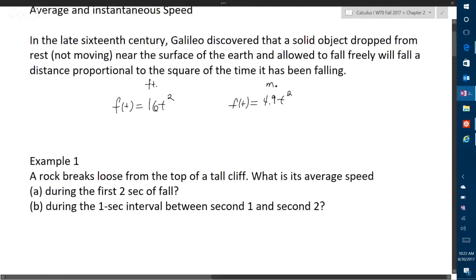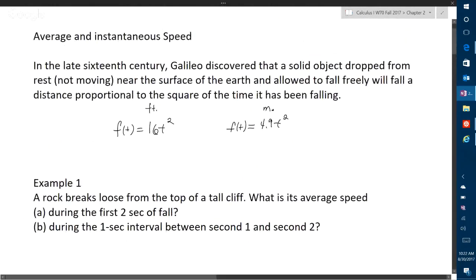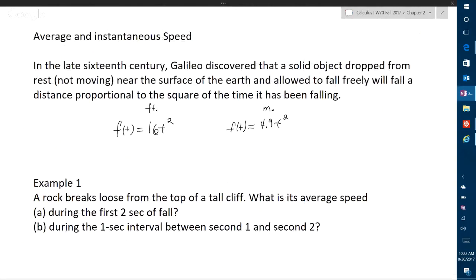So let me go back up here. All right, so the reason why we're going over this is because you'll need this information for the next few examples.